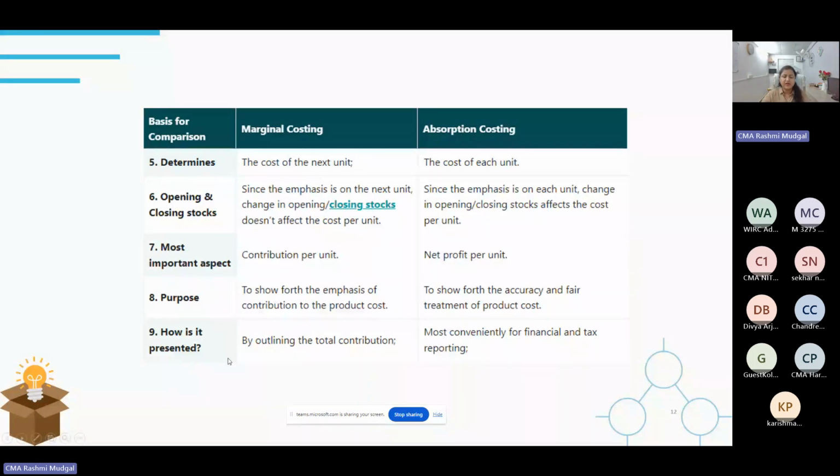How it is presented is by outlining the total contribution, but for financial and tax reporting, absorption costing is the convenient one, because in tax I want to pay less tax, and to pay less tax, I will definitely deduct my fixed cost from the profit.